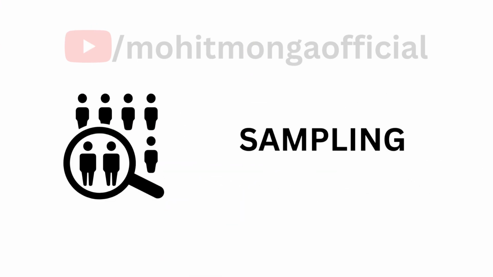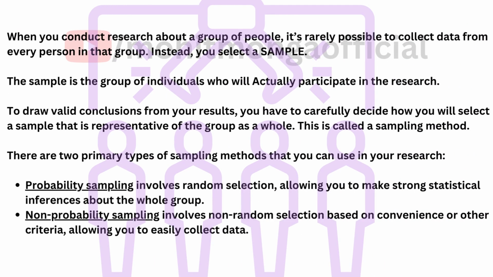Sampling. When you conduct research about a group of people, it's rarely possible to collect data from every person in that group. Instead, you select a sample. The sample is the group of individuals who will actually participate in the research. To draw valid conclusions from your results, you have to carefully decide how you will select a sample that is representative of the group as a whole. This is called a sampling method.